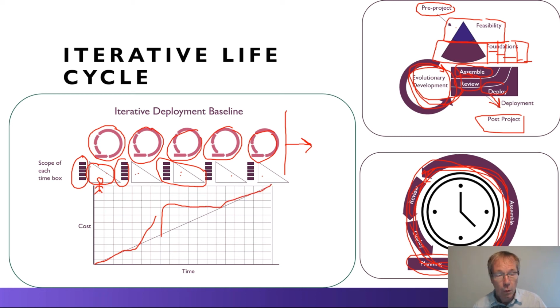So what would the deployment baselines look like for an iterative lifecycle? It's the number of iterations, the number of resources that we need in each of these time boxes, and the costs that we associate with each of those time boxes.